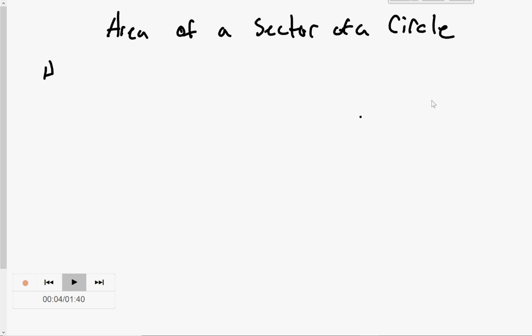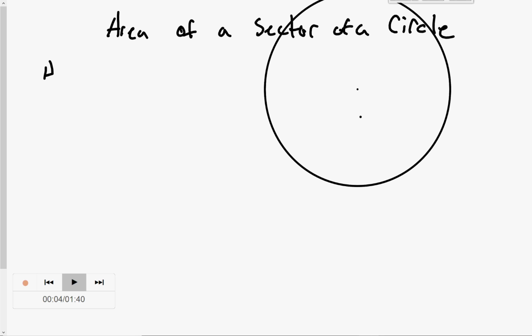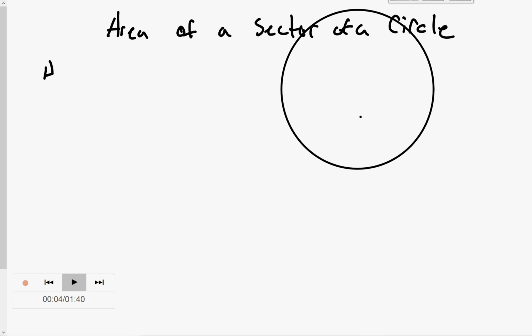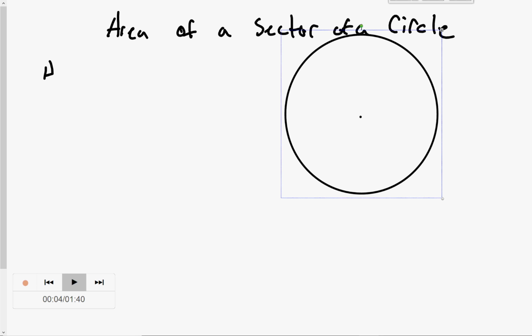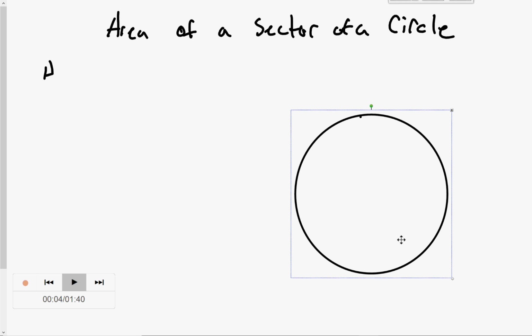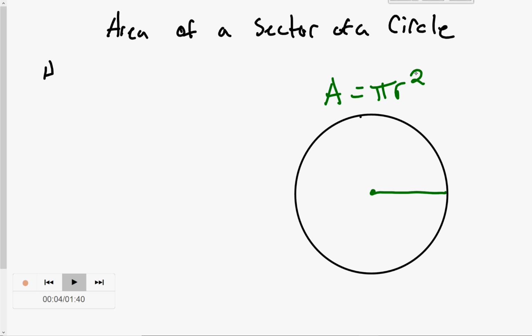We're going to take a look at the area of a sector of a circle. So if I'm given a circle and I want to find, say, the area of that circle, I can calculate that by taking area equals pi r squared, right? Well, if I only want the area of half of that circle, wouldn't I just take this? If I wanted half the area, then I would just take half of this, right?